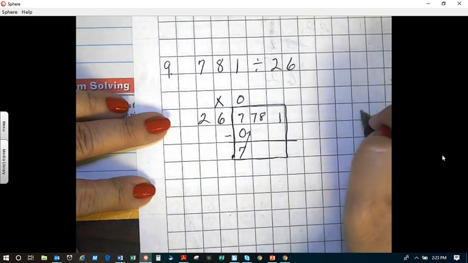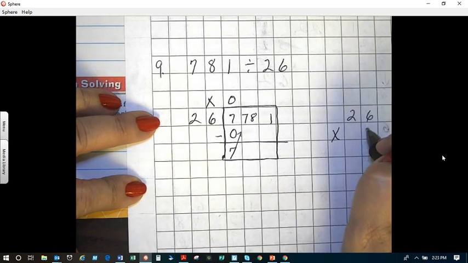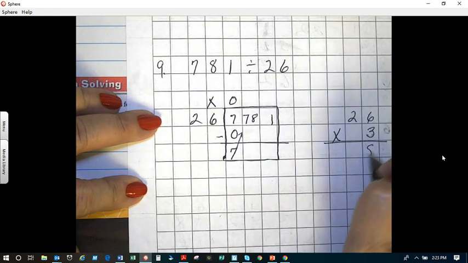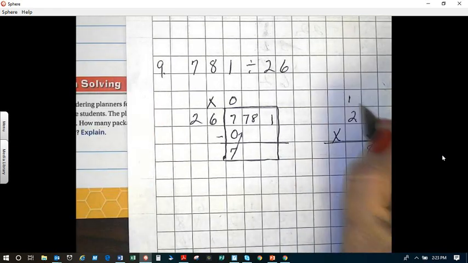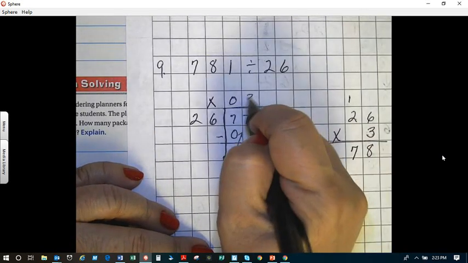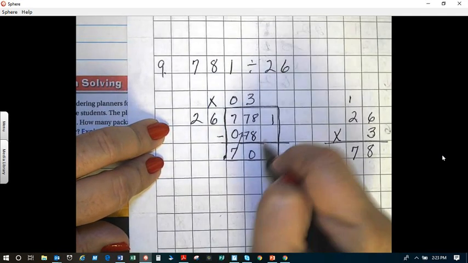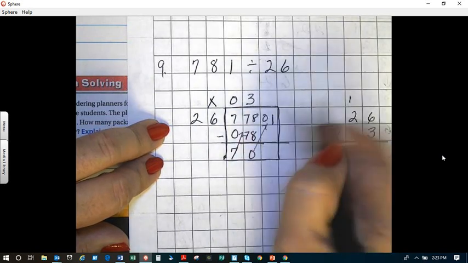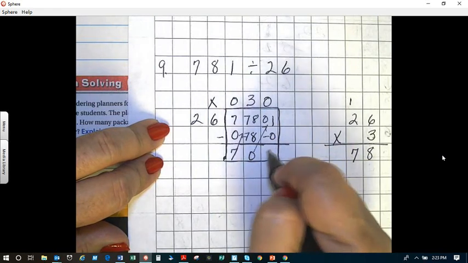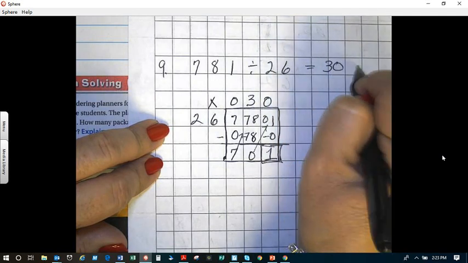How many groups of 26 can get close to 78 without going over? Well, let's look at it. Let's do 3. 3 times 6 is 18. 3 times 2 is 6 plus 1 is 7. Well, look at that. That's 78. So I have 3, and I already did my math. 78. Subtract it by 0. Bring my 0 up. 26 cannot go into 1, 0 times. That's 0. Subtract out, and I have 1 remaining. So my answer is 30 with a remainder of 1.